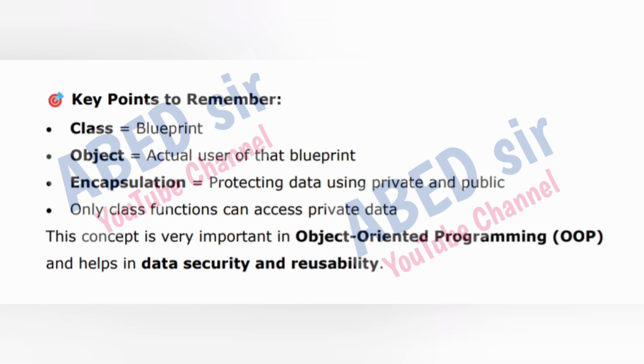Key points to remember. Class is equal to blueprint. Object is equal to actual user of that blueprint. Encapsulation is equal to protecting data using private and public. Only class functions can access private data. This concept is very important in object-oriented programming, OOP, and helps in data security and reusability.